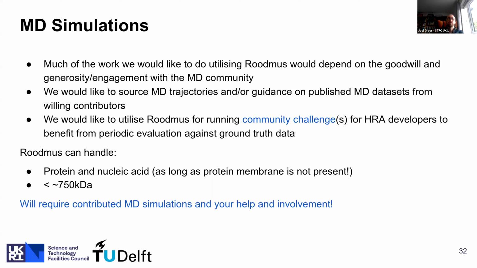At the moment, Roodmus can handle protein and nucleic acid as long as the membrane isn't present. Ideally, we'd like to be able to just approach these datasets as if they were normal single particle analysis datasets. Currently, we recommend Roodmus is run on particles which are smaller than about 750 kilodaltons. That's just a limit on the speed of the simulation, but we're working on parallelizing the simulation to try and help with that.